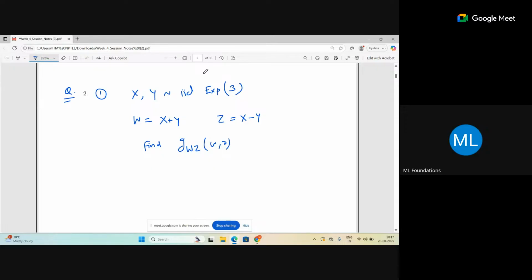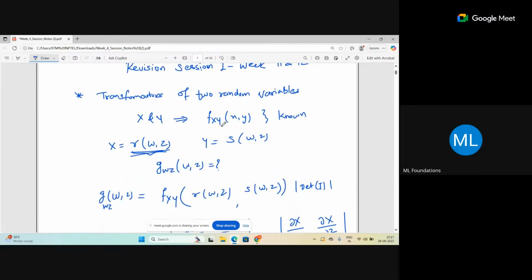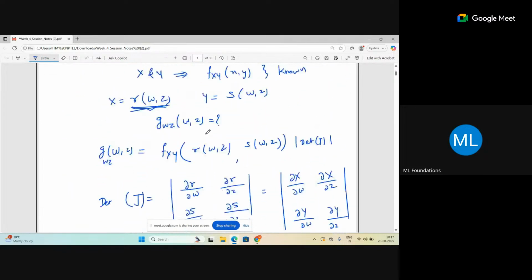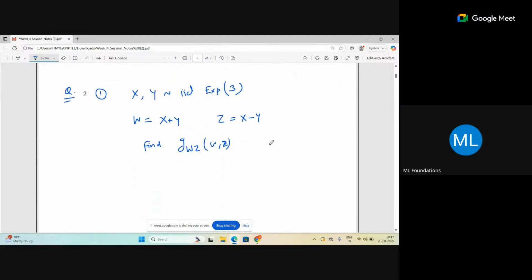So how do we approach this problem? Do I know the joint density of x and y? As I mentioned previously, we should know one of the joint densities. Do I know the joint density of x and y here? Yes or no? Yes, because these are IID random variables, which means they are independent and identically distributed.